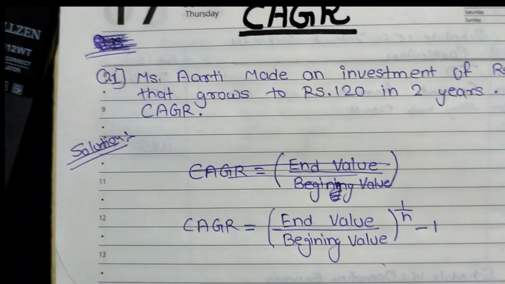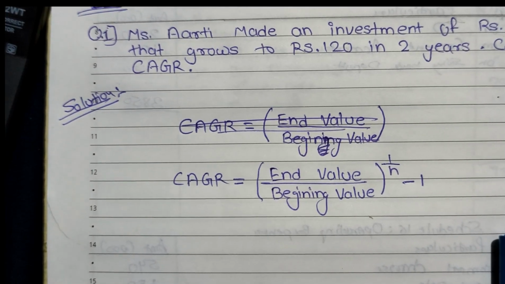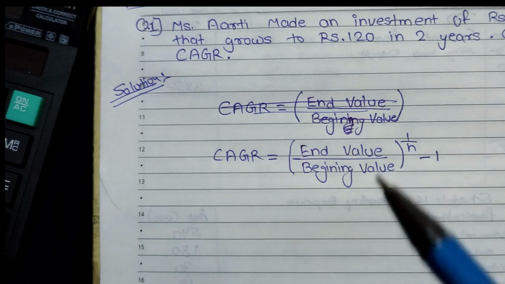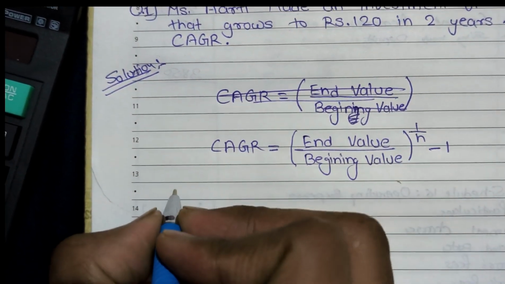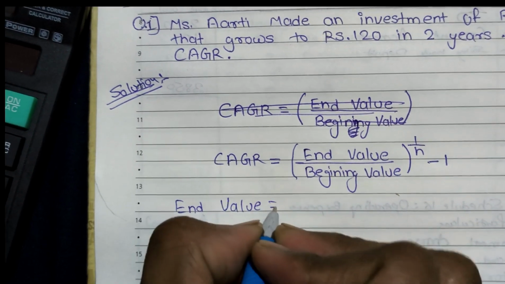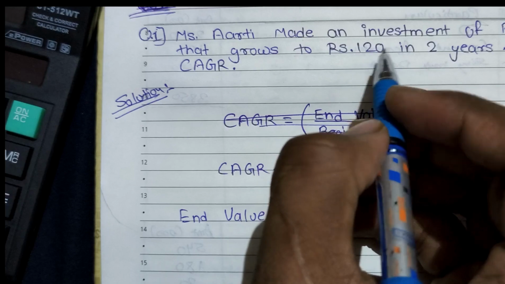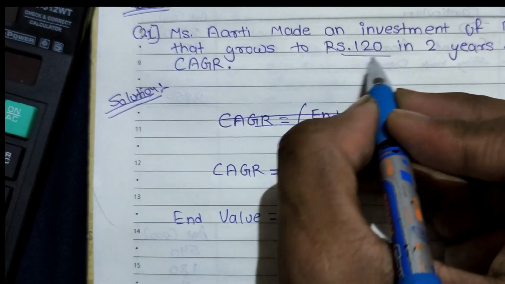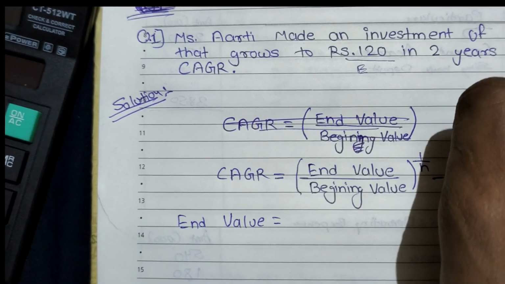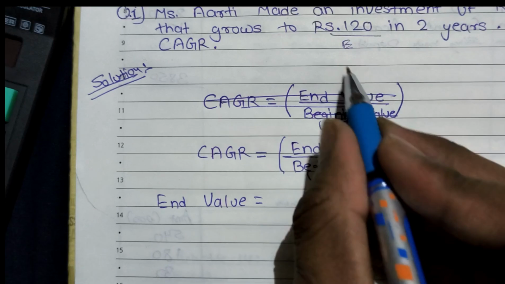So here is the question, guys. Mrs. Aarti made an investment of rupees 100 that grows to rupees 120 in 2 years. Calculate CAGR. Let's see what the end value is here. Mrs. Aarti made an investment of rupees 100 that grows to rupees 120. So 120 rupees is the end value, and the 100 rupees she invested is the opening value, that is, the beginning value.